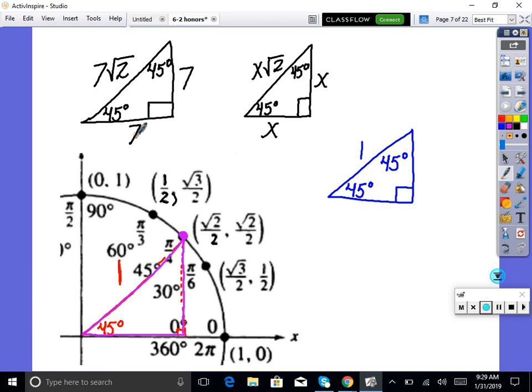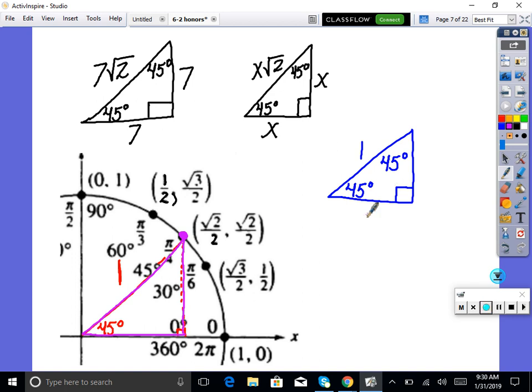If this side's 7, this side must be 7 since they're both across from a 45 degree angle, correct? If we did the Pythagorean theorem, we would find that the hypotenuse is 7 root 2. So that relationship will always happen with a 45, 45, 90 degree triangle. Now we know because we're dealing with the unit circle, our radius is 1. So I've taken this and drawn it right here just to do some math.